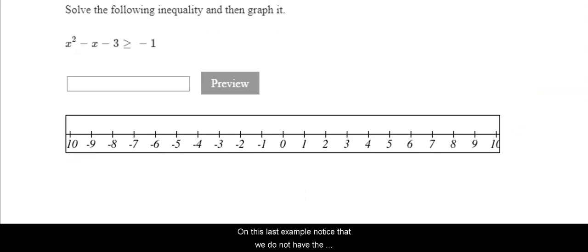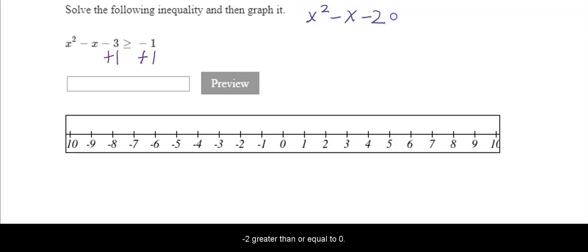On this last example, notice that we do not have the quadratic equation all on the left side. In order to do this, we need to first move the negative 1 to the other side so we can have 0 by itself. I'm going to move that over and rewrite it as x squared minus x minus 2 greater than or equal to 0.